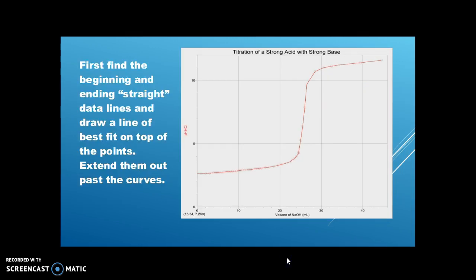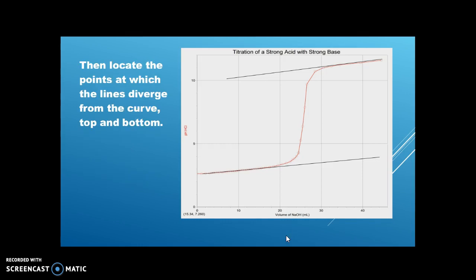First thing you do is find the beginning and ending straight data lines. Here you see them top and bottom. And draw a line of best fit on top of these points, and then extend them out past the curves. For the bottom and the top, an approximation of the straight line extended. Then you locate the points at which the lines diverge from the curve, both top and bottom. Here's the top point, and there's the bottom.